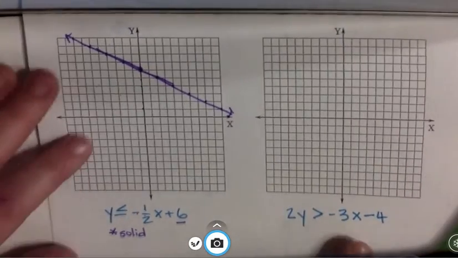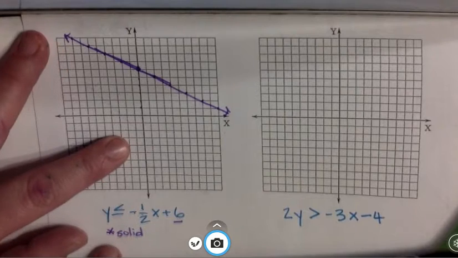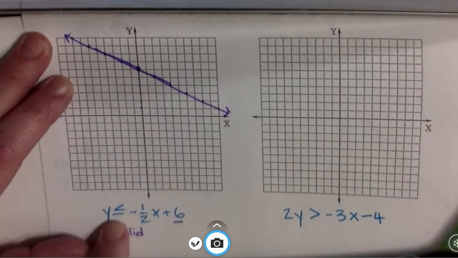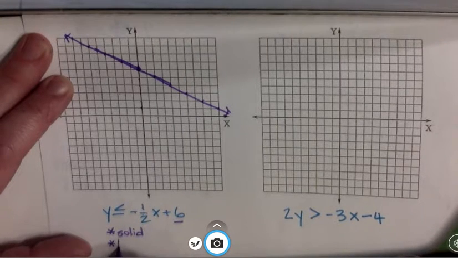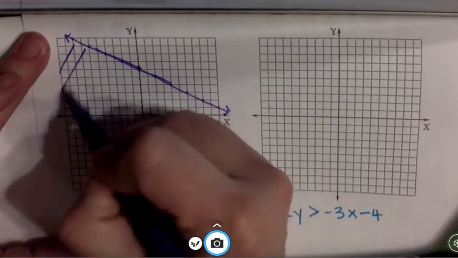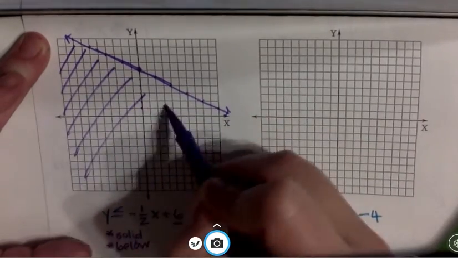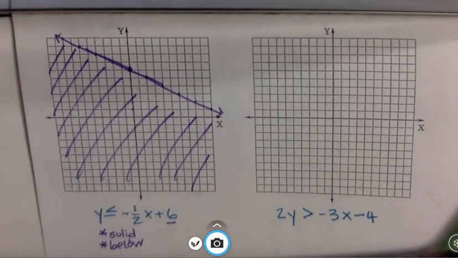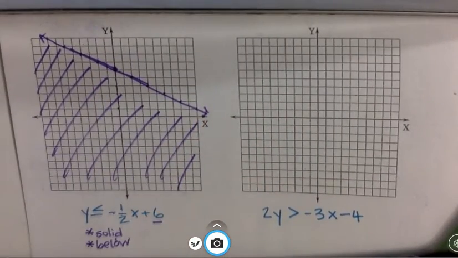So it's a solid line, and now I have to ask myself, are we going to shade below or above? The less than is telling me that I'm going to shade below. So I'm just going to shade below, and I'm done. Isn't that amazing? This next one I have to manipulate a little bit.